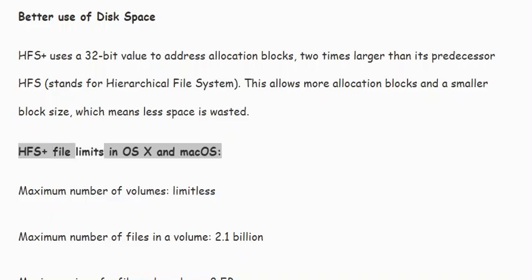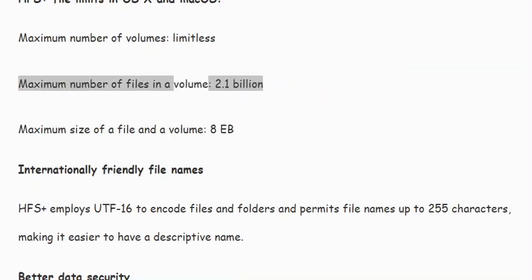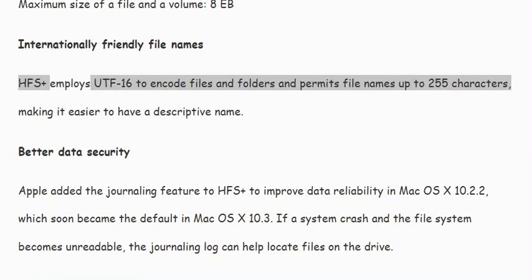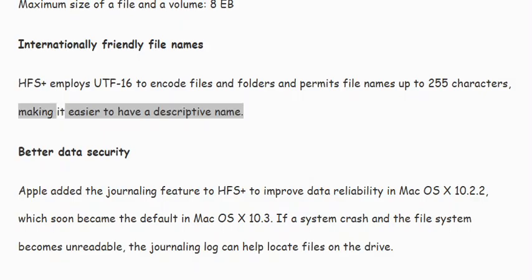HFS Plus file limits in OS X and macOS. Maximum number of volumes: limitless. Maximum number of files in a volume: 2.1 billion. Maximum size of a file and a volume: 8 EB. Internationally friendly file names. HFS Plus employs UTF-16 to encode files and folders and permits file names up to 255 characters, making it easier to have a descriptive name.